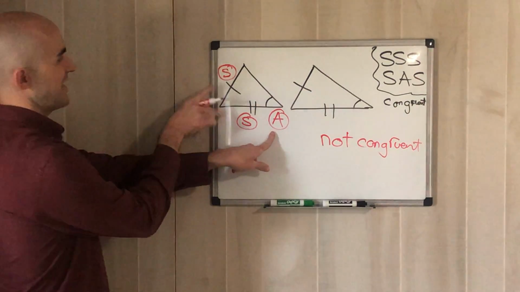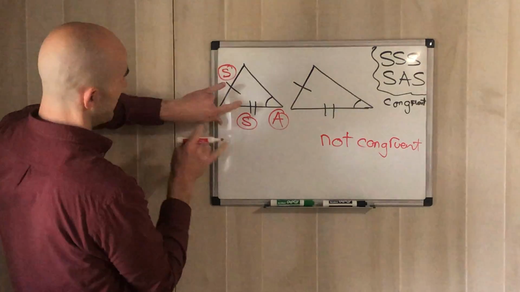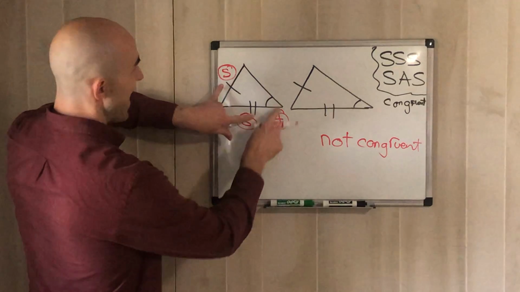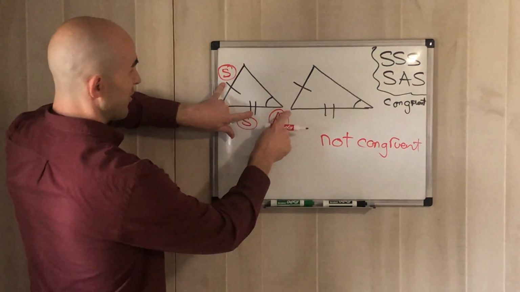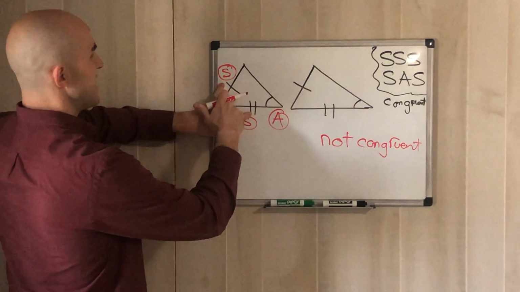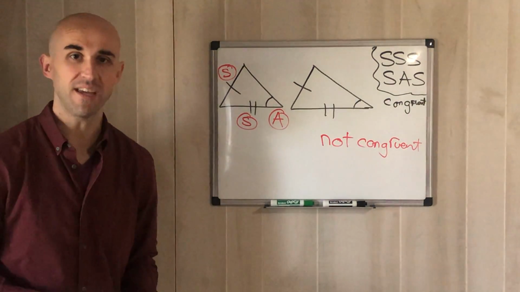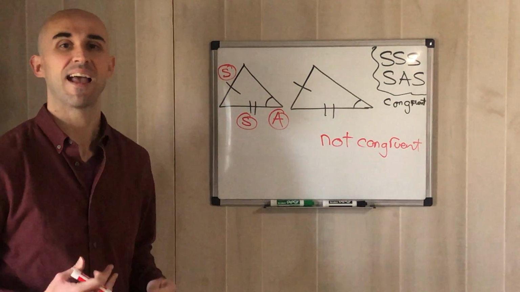This angle is not between those sides. Two sides are here, the angle is after it. It's before it, it's after it. The angle is not between. For it to be SAS, the angle would need to be here in between. But the fact that the angle is not in between, that's why it's not SAS.